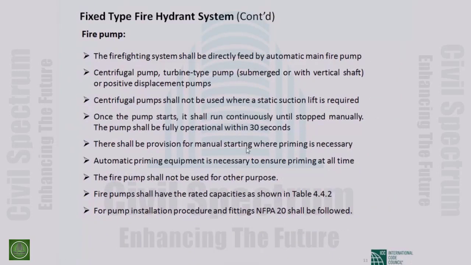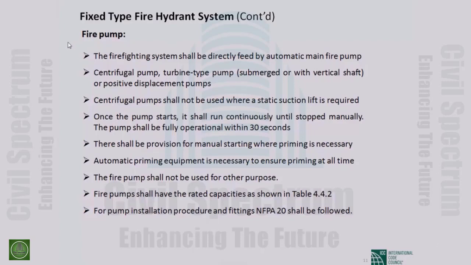Here are a few points about the fire pump. The firefighting system shall be directly fed by an automatic main fire pump. A fire pump may be a centrifugal pump, a turbine pump. Turbine means it may be a vertical shaft turbine, or any positive displacement pump. Positive displacement, in that case, we can use a reciprocating pump. But in general, a positive displacement reciprocating pump's flow rate is not very high. So in that case, you have to think about the amount of flow and whether your pump can handle it.